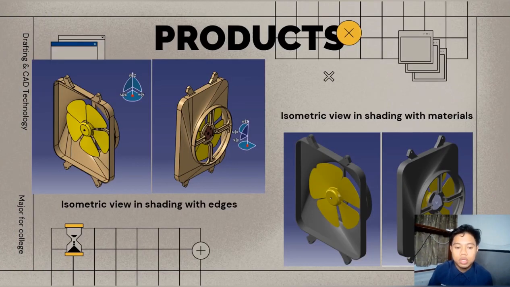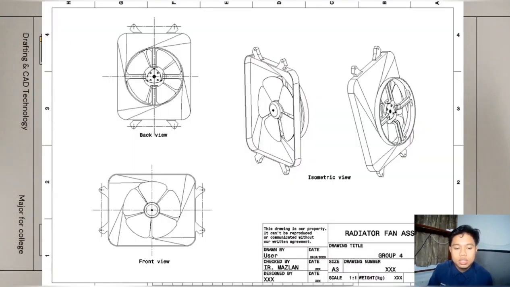This is the product we make in Catia, a radiator fan. The first is an isometric view in shading with edge, and the second is isometric view in shading with material. As you can see, this slide shows a full radiator fan assembly. The first is a back view and the front view and the isometric view.